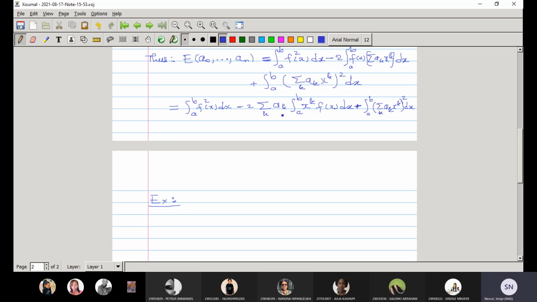I will call this expression Lx. I will just take the middle part, the middle term. So this middle term, let me denote that by Lx. You see, this depends on x, it doesn't depend on k, because k varies.